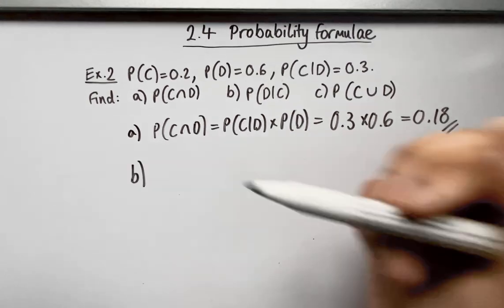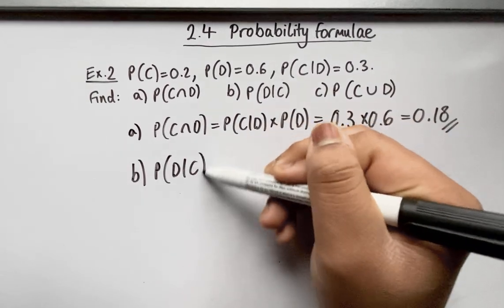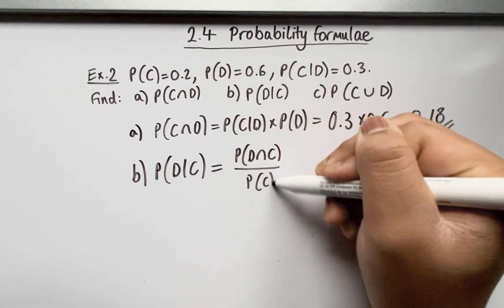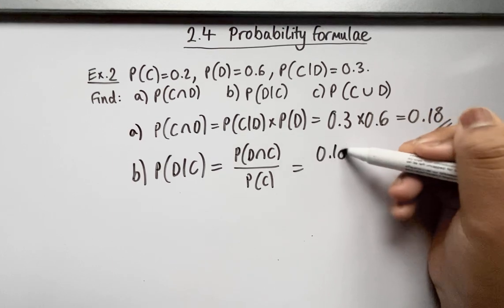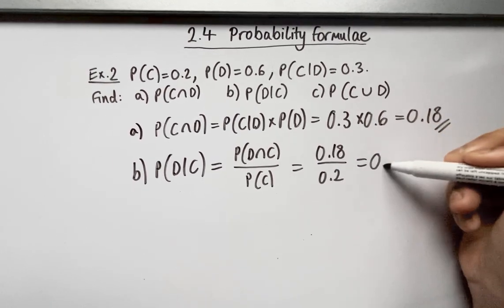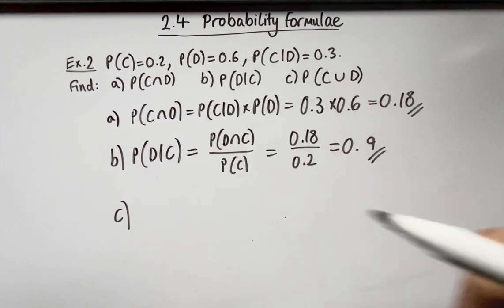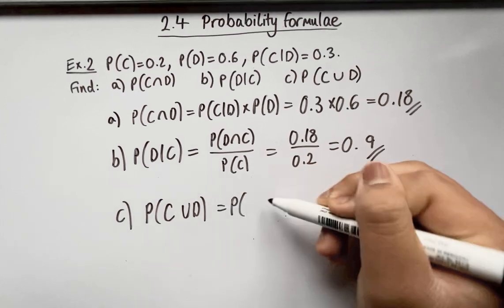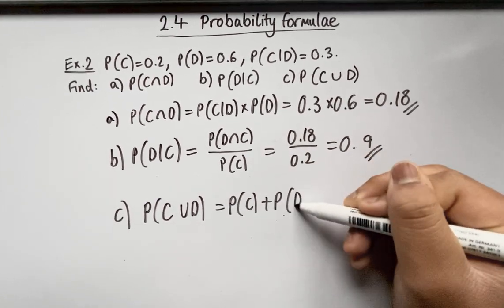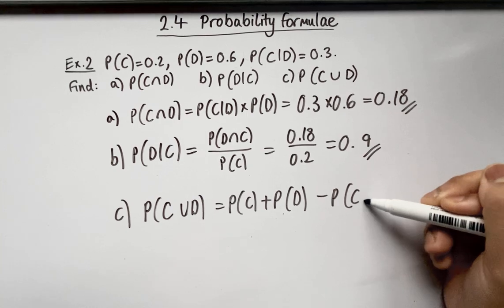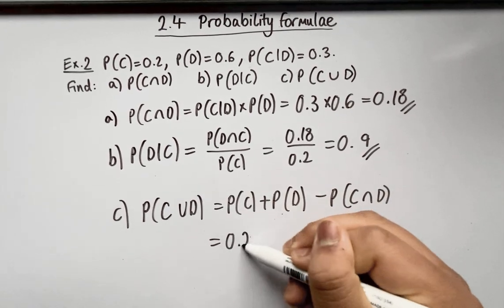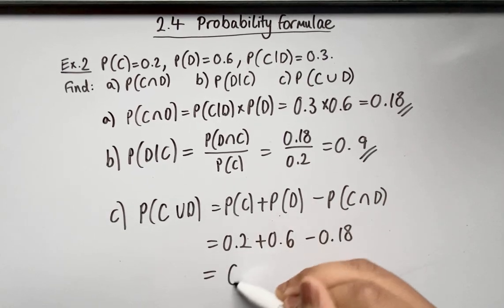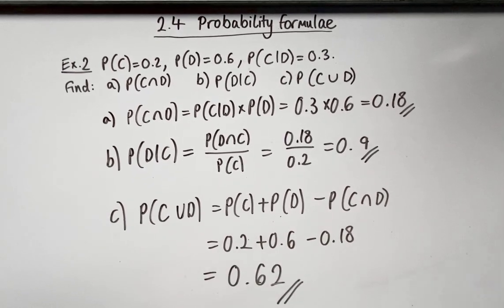0.18. Part B, the probability of D given C is equal to the probability of D and C over the probability of C, which will be 0.18 over 0.2, which is 0.9. And for part C, the probability of C or D is equal to the probability of C plus the probability of D minus the probability of C and D, which is 0.2 plus 0.6 minus 0.18, which would give us 0.62. And that's about it.